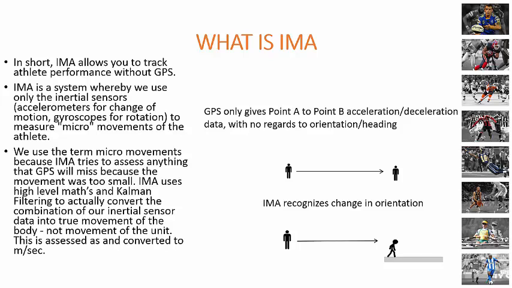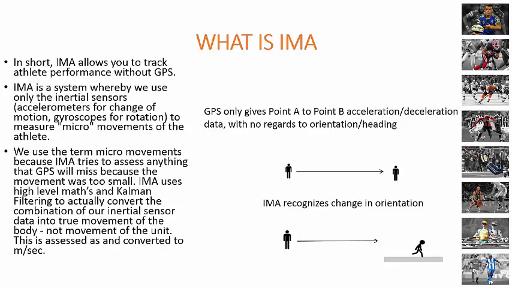We use the term micro movements because IMA assesses anything that the GPS would miss. So for example, if I am a basketball player at the top of the key and I take a quick jab step to the right, GPS might miss that. Or similarly, if I'm a soccer player and I drive to my right one or two steps, GPS might miss that. IMA uses high-level math and the Kalman filtering to convert the accelerometer and gyroscope traces into true movement of the body, not movement of the monitor itself. And this is converted into meters per second squared.